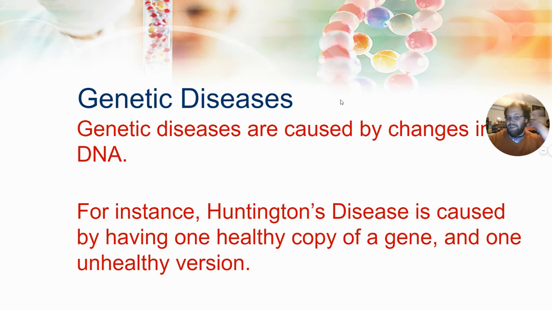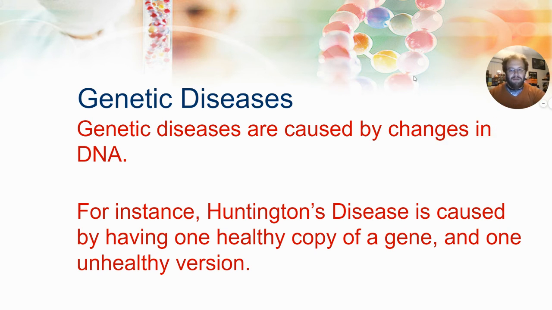And then finally, genetic diseases, which are caused by changes in DNA. I'm going to move up just a little bit more. There we go. So for instance, Huntington's disease is caused by having one healthy copy of a gene and one unhealthy version. And Huntington's disease causes all sorts of issues, the deterioration of your mind, your physical capabilities deteriorate. It's a terrible disease that we don't have a cure for. And that's because changing DNA that is incorrect is incredibly hard. And if you do it wrong, right, you could cause even more damage.